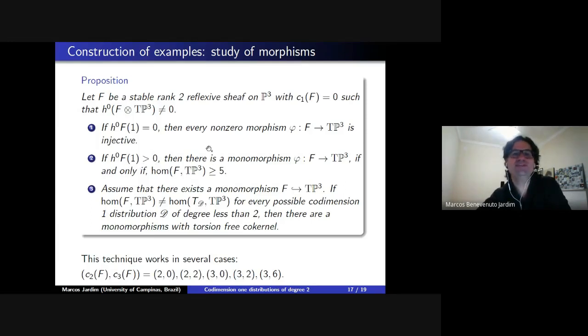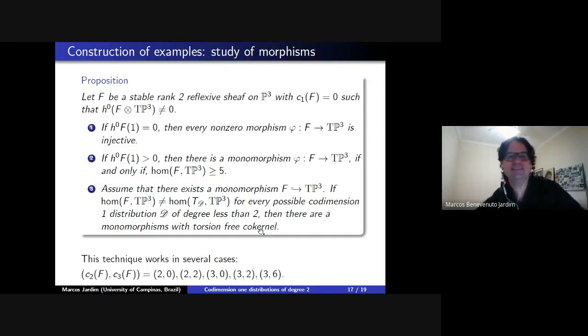So this other condition, then there is a monomorphism. So this first one is very nice because every non-zero morphism is injective, is monic. In this other line, it only guarantees the existence of a monomorphism, but it doesn't tell you that every map is a monomorphism. Right, and then there is another condition. And finally, if you have a monomorphism and you have this inequality here between the dimensions of the Homs for every possible codimension 1 distribution of degree less than 2, then you have monomorphisms with torsion-free cokernel.